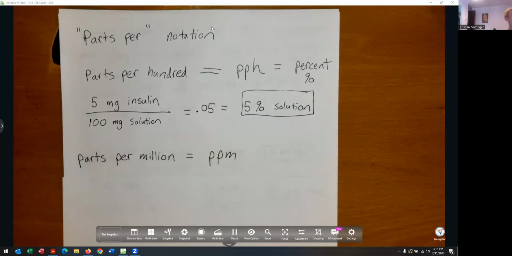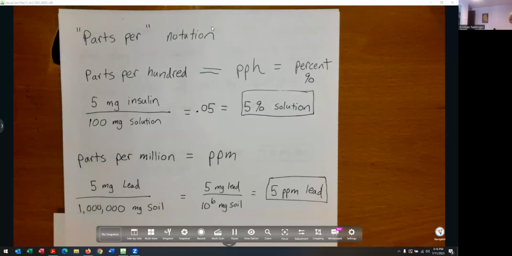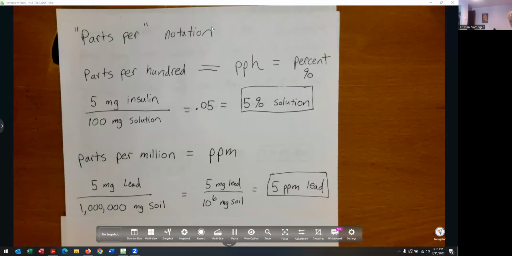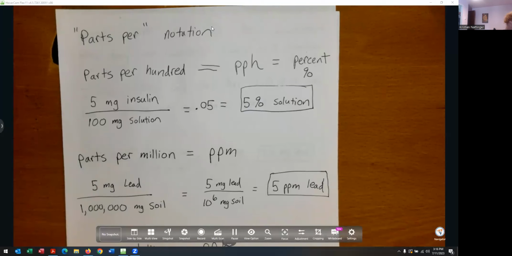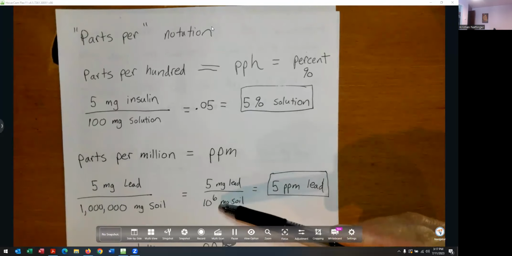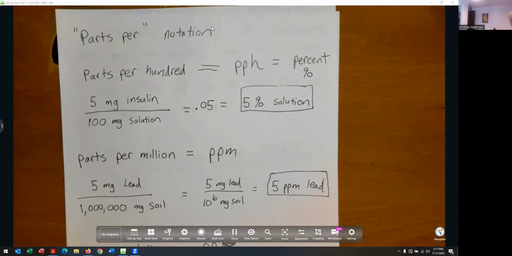All right. More commonly, we're going to see in science the abbreviation ppm, or parts per million. And so say let's take an environmental chemistry question. If you've got soil that's been contaminated with lead, and it's got 5 milligrams of lead in a million milligrams of soil, well, what does this mean? Well, this means that you have 5 milligrams of lead in 10 to the 6 milligrams of soil. I far prefer using scientific notation here, right? And that means you've got 5 parts per million of lead in that soil.